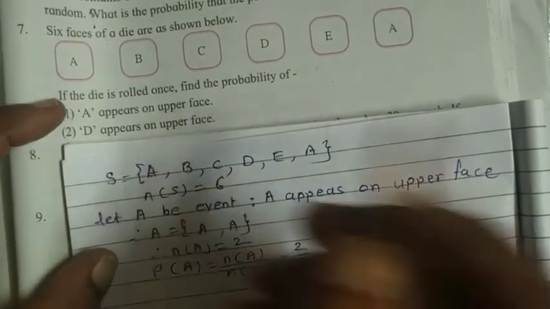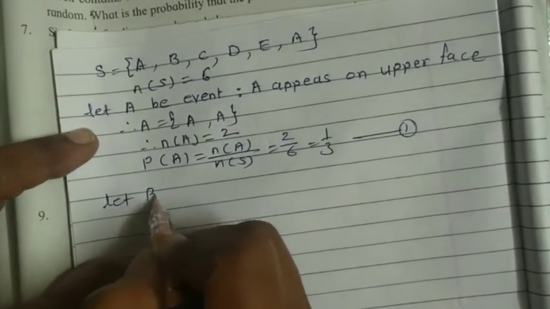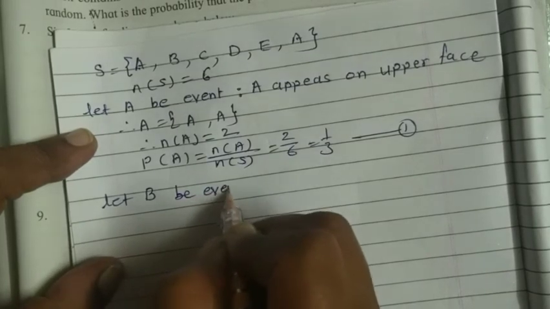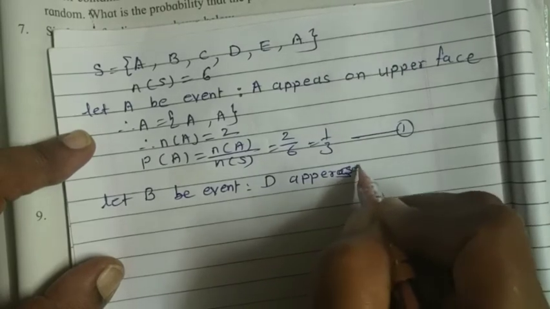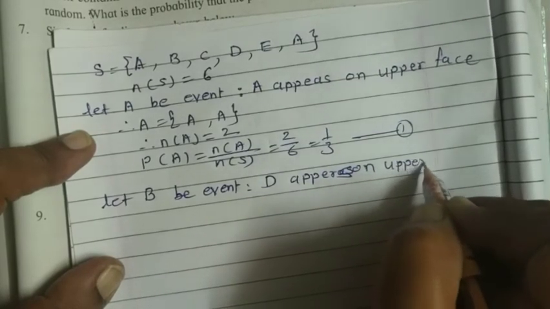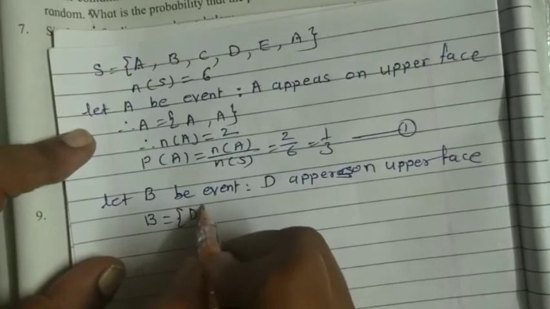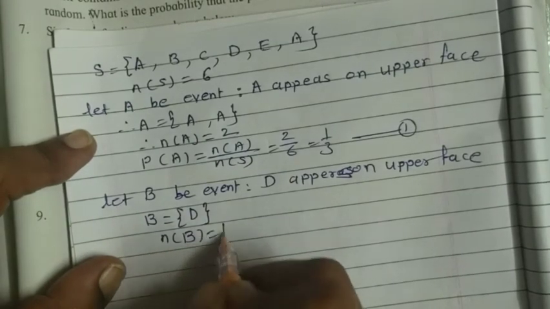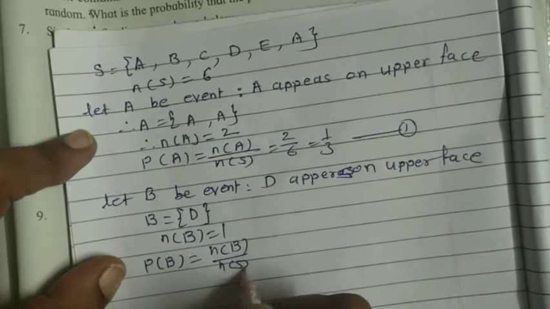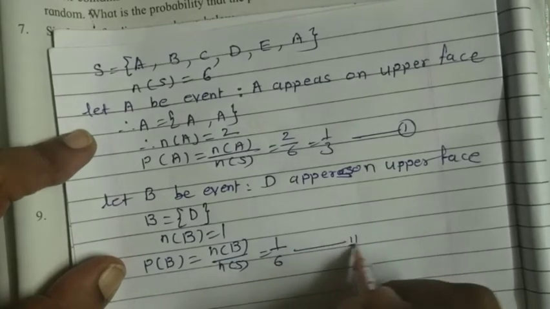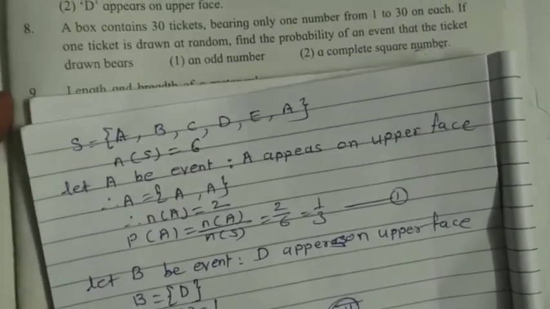Second, D appears on the upper face. In the same way, we assume let B be the event such that D appears on the upper face. It means we write set B containing only one D. That's why number of B is equal to 1. Probability of B is equal to number of B upon number of S, that's equal to 1 upon 6, and that is the second answer. In this way we solve question number 7. Now the question number 8.